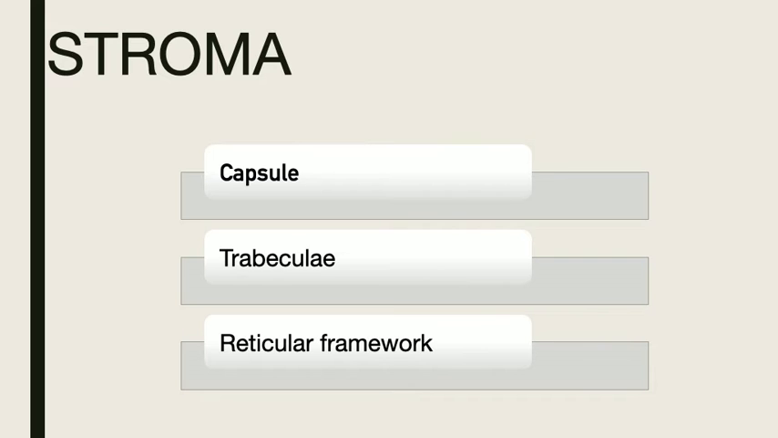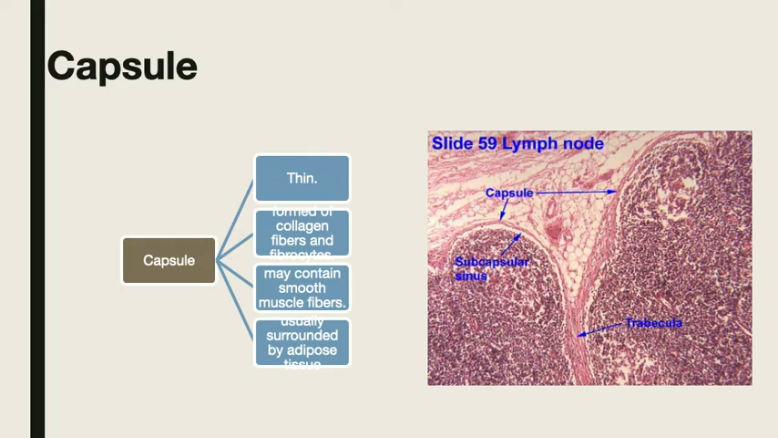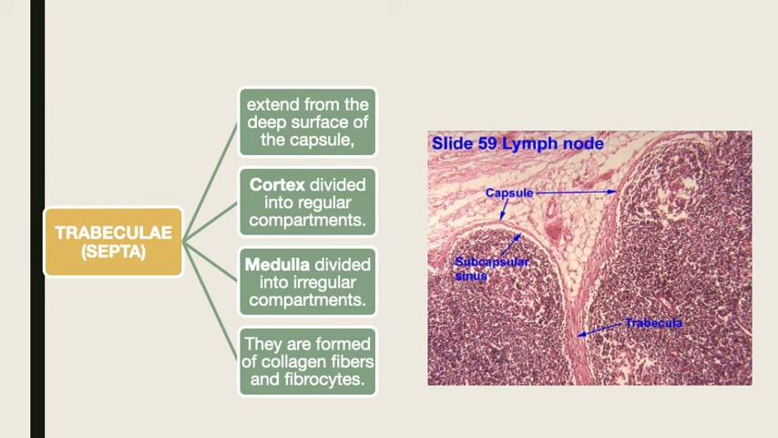The capsule also, to revise, is formed of connective tissue fibers and cells. It is thin, may contain smooth muscles at the hilum and is surrounded by adipose connective tissue. The trabeculae or the septa. The trabeculae is formed also of dense fibrous connective tissue, extends deep from the capsule, divides the cortex into regular compartments and the medulla into irregular compartments.